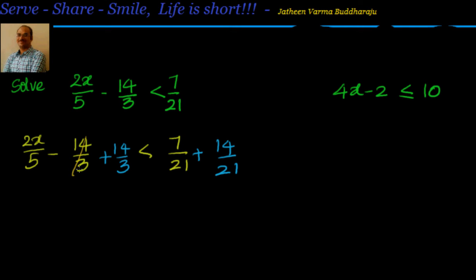Now when I add that, these two will cancel out and 7 by 21 is nothing but equal to 1 by 3, and you have 14 by 3 here. That's a typo there, let me just fix it. That's 1 by 3 plus 14 by 3. Okay, so next step will be, we'll just simplify this. We'll have 2x by 5 less than 1 by 3 plus 14 by 3, that's nothing but equal to 15 by 3.